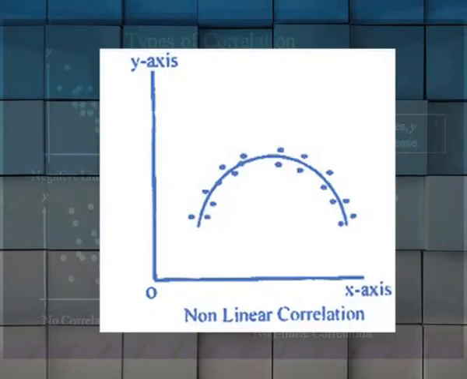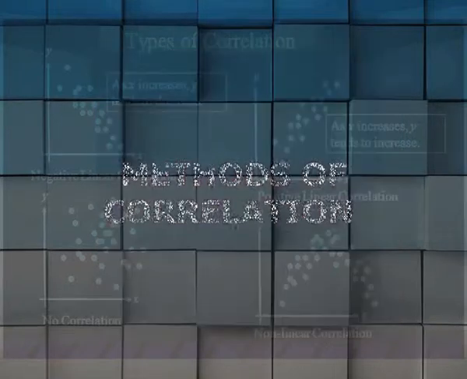The correlation is non-linear or curvilinear if the amount of change in one variable does not bear a constant ratio to the amount of change in the other related variable.